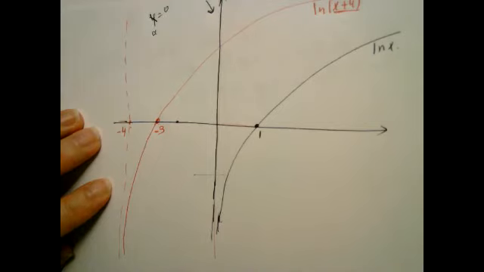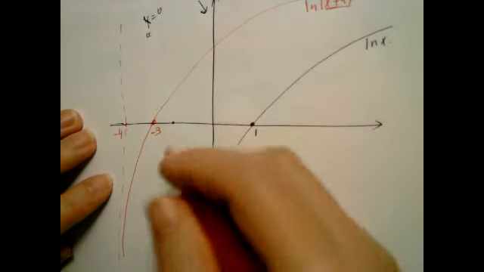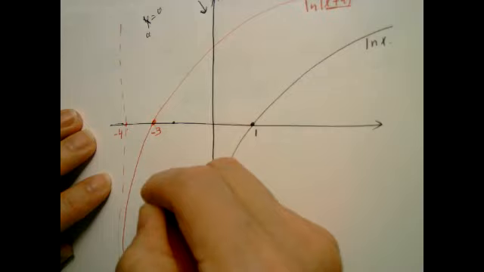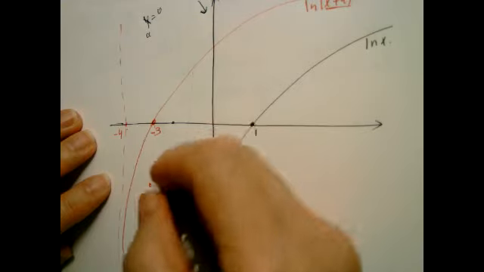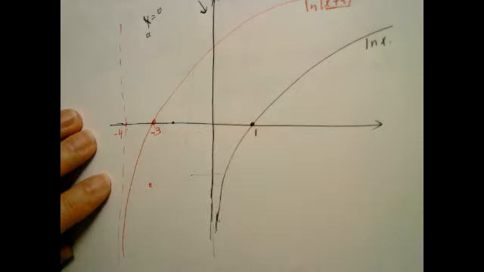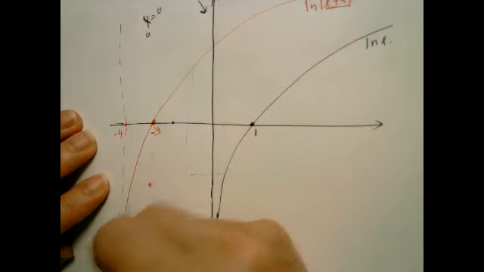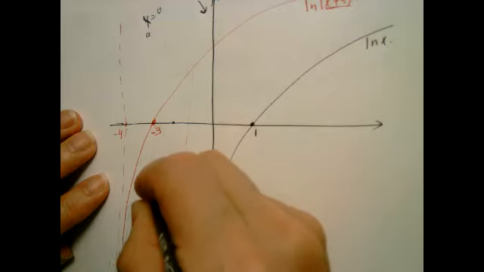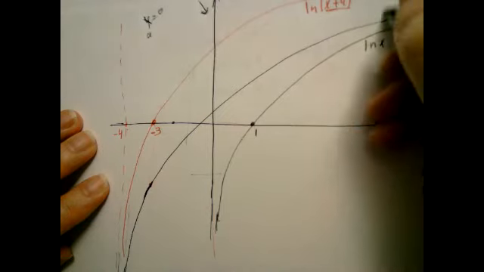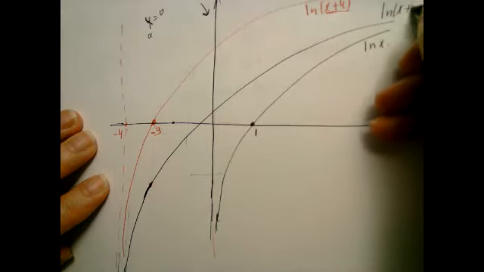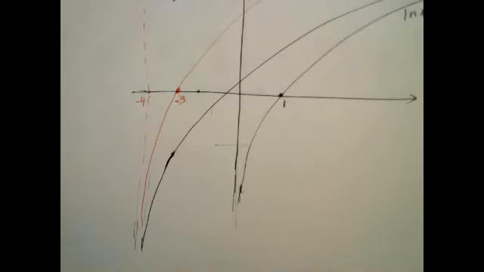And finally, I need to shift down by 3 units. So let us shift down by 3 units. Everything is going to go down. So let's see what we're going to get at the end. So this is going to stay here, this will still be the asymptote, but I'm going to go down by 3. And this is ln of x plus 4 minus 3. Okay. And that's really the graph.